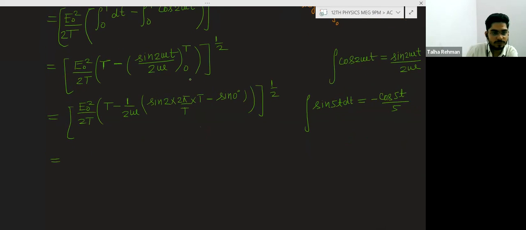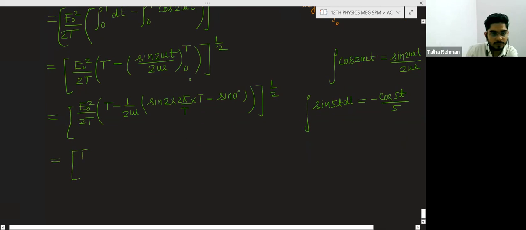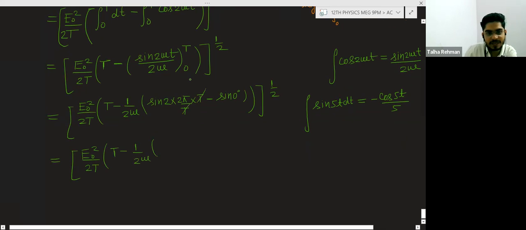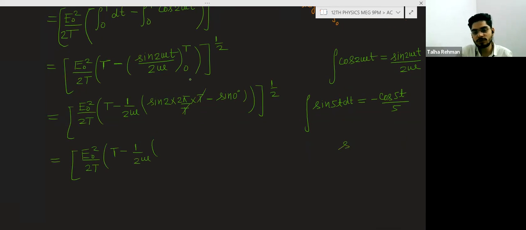This is written like this, and this is here t. This is minus 1 upon 2 omega. Now see here, this t and t will be cancelled. Sine of 4 pi, sine of any pi equal to 0. Sine of 4 pi, 5 pi, 6 pi, 7 pi, 8 pi, 9 pi equal to 0. Sine of any pi equal to 0. So this will be 0, this will be 0.